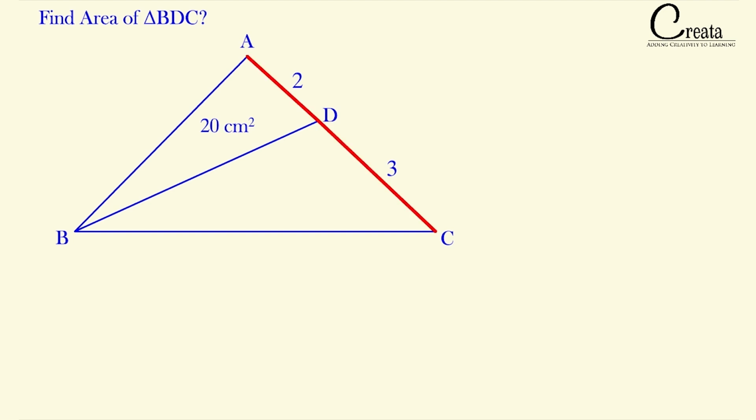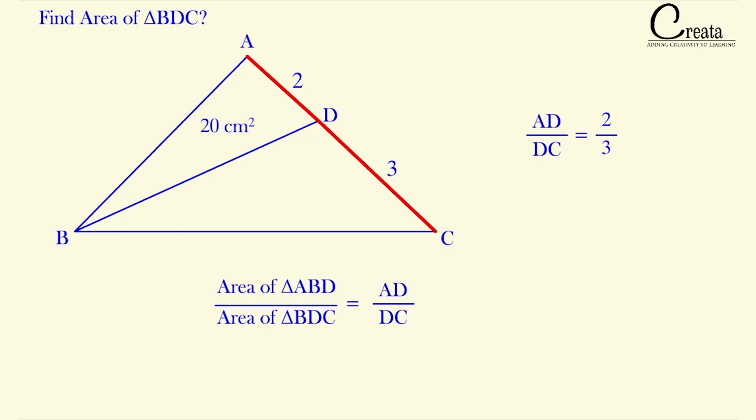If we take AC as a base, we can say the ratio of AD to DC is 2 is to 3. And we know the ratio of the areas of both triangles is equal to the ratio of their bases, if the height is the same. The height of both of these triangles is the same, so the ratio of the areas of both triangles is equal to the ratio of their bases. That is, area of triangle ABD upon area of triangle BDC is equal to 2 by 3.